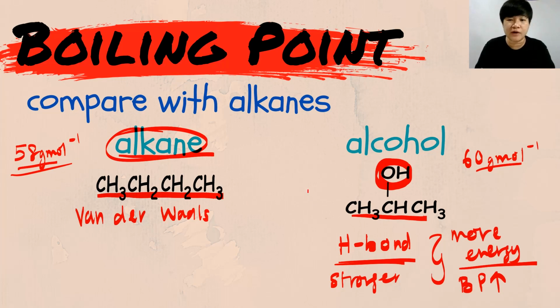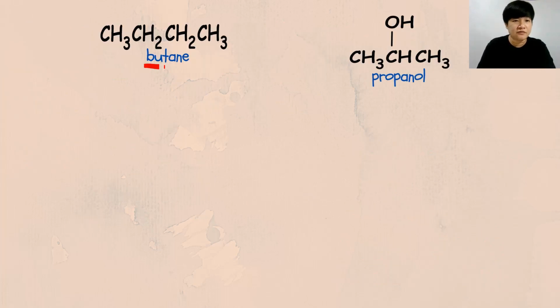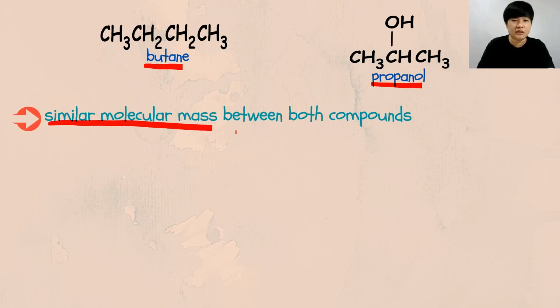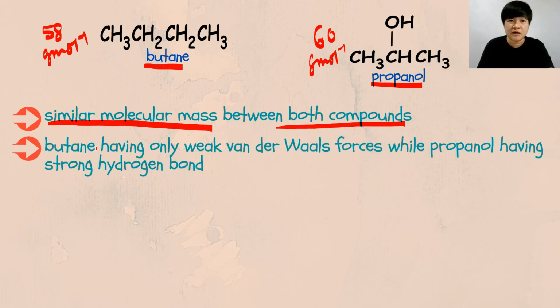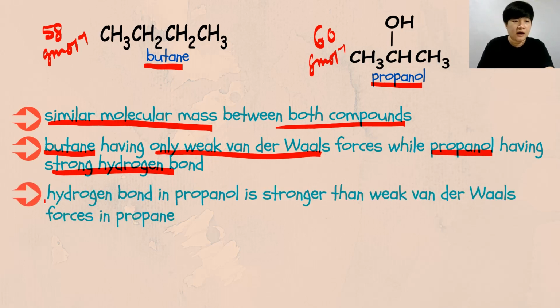Okay, let's look at the full explanation for this. First, we are comparing butane and propanol over here. They have a similar molecular mass between both compounds. We talked about that just now: 58 gram per mole, and over here, 60 gram per mole. So, similar molecular mass. Then, mention their type of intermolecular forces. Butane has only weak van der Waals forces. Propanol has strong hydrogen bond. Keyword: hydrogen bond in propanol is stronger than weak van der Waals forces in butane.